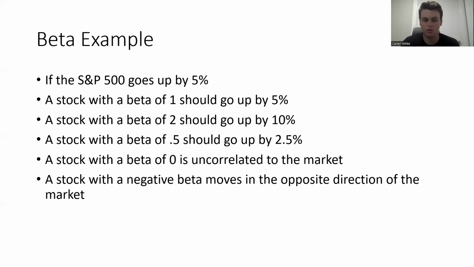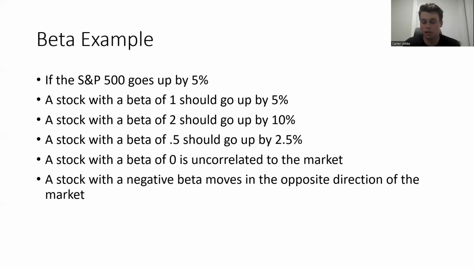So just looking at a little example here, if the S&P 500, which is like the most common index to use to track the market, goes up by 5%, a stock with a beta of 1 should go up by 5%. A stock with a beta of 2 should go up by 10%. So as you can see here, more volatile, so more risk, but more reward if the overall US stock market goes up. So it's going up by 10%. A stock with a beta of 0.5, so less risk, you're only getting 2.5%.